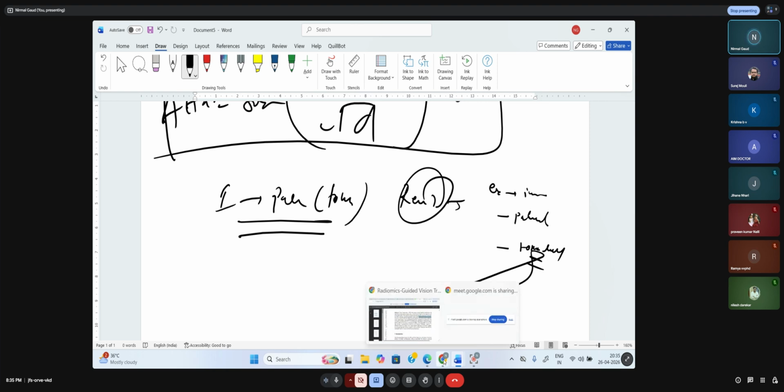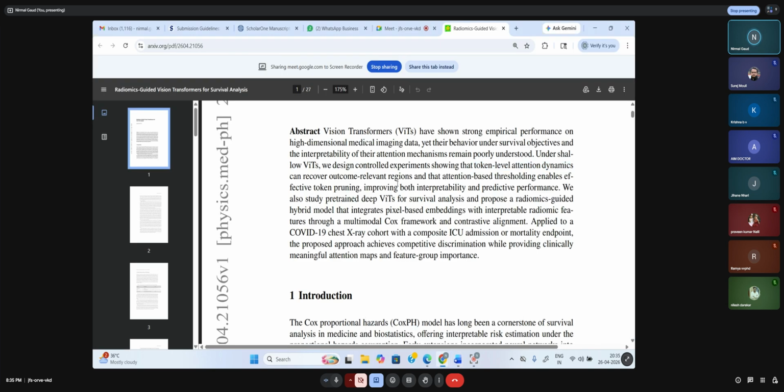So in the abstract, the author told that we are doing token level attention, because obviously it is at the tokens only, the patches only, that we apply the attention mechanism. We need to recover relevant regions.